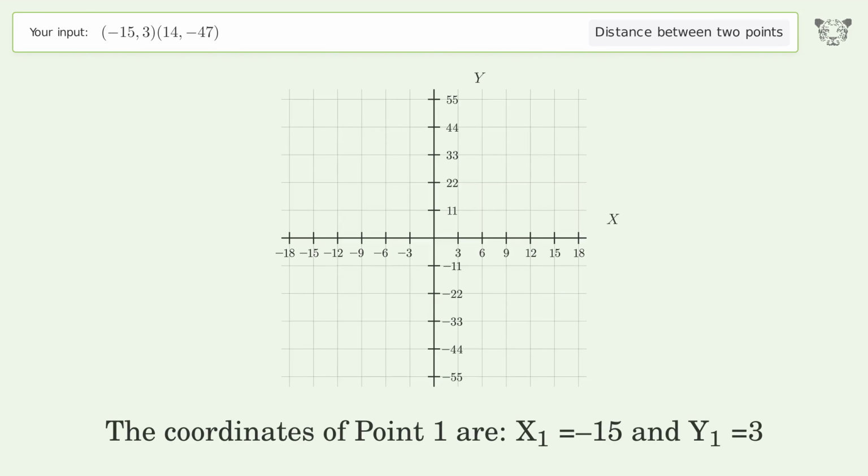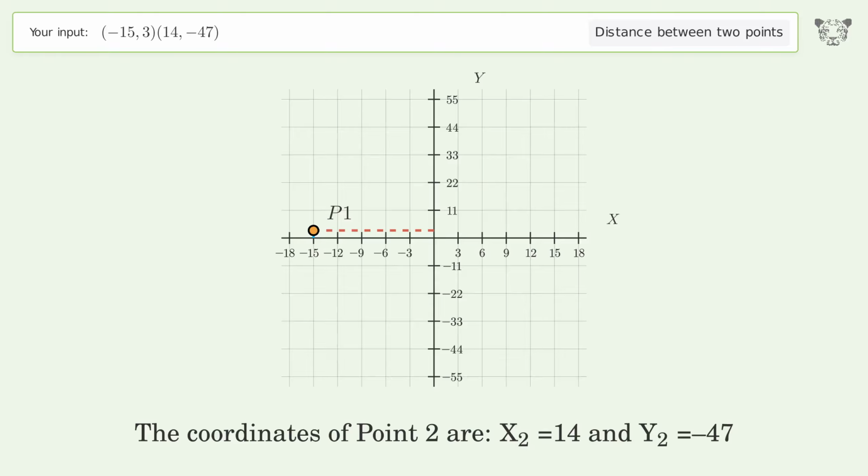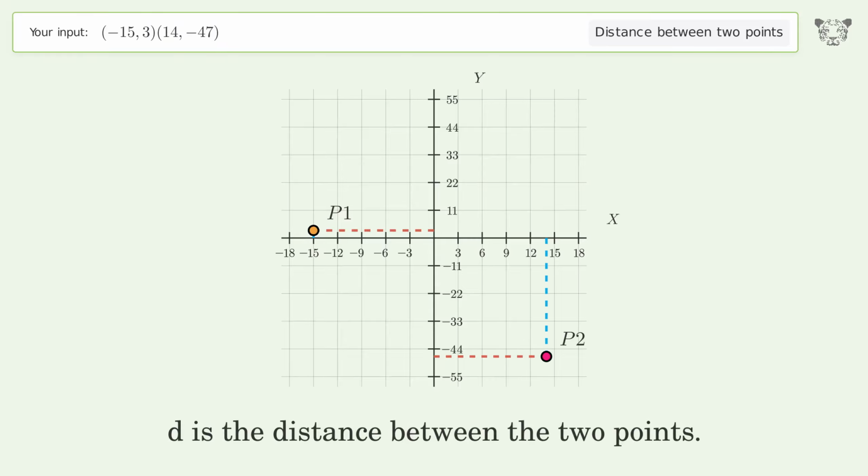The coordinates of point 1 are x1 equals -15 and y1 equals 3. The coordinates of point 2 are x2 equals 14 and y2 equals -47. D is the distance between the 2 points.